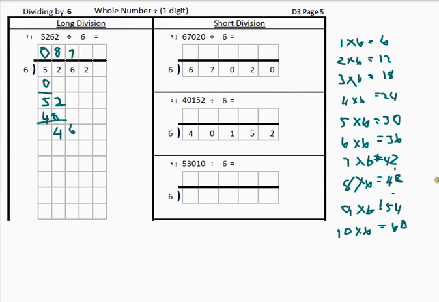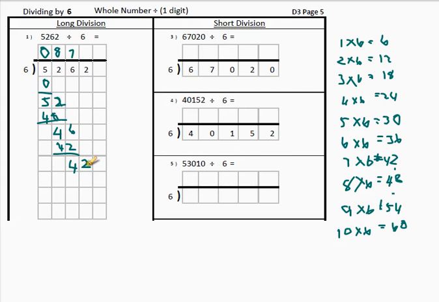7 times 6, we have the answer here is 42. Now we take away to get that remainder. 46 take away 42 is 4. Once you have the remainder, you bring down your next number and you get the number 42.